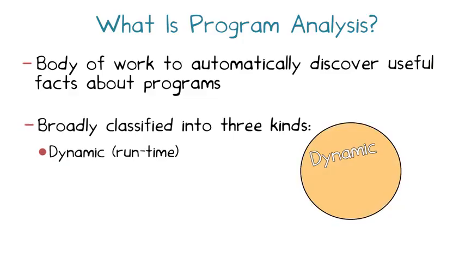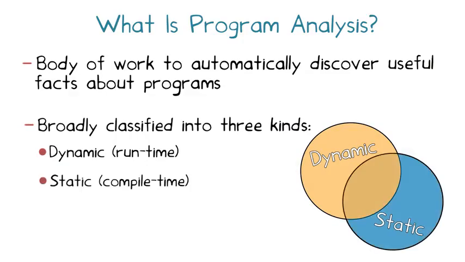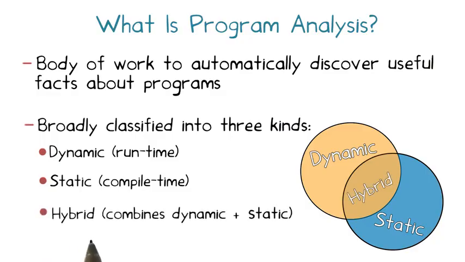Dynamic analysis is the class of runtime analyses. These analyses discover information by running the program and observing its behavior. Static analysis is the class of compile time analyses. These analyses discover information by inspecting the source code or binary code of the program. Hybrid analyses combine aspects of both dynamic and static analyses by combining runtime and compile time information in interesting ways.